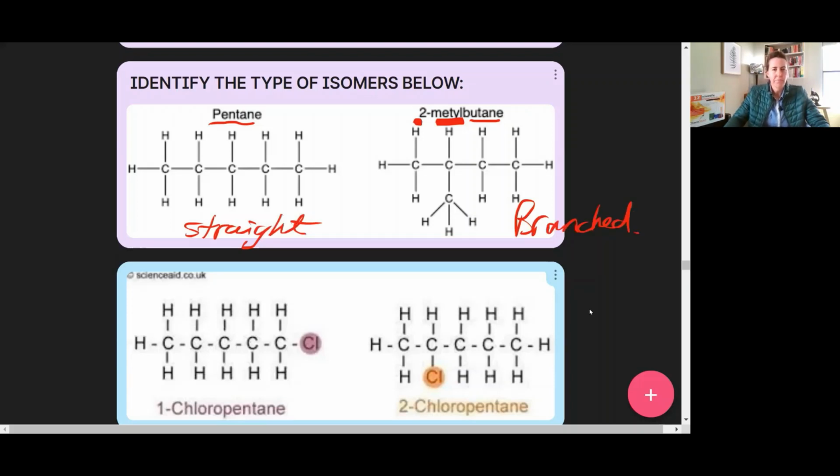So would you say this is a chain, positional, or functional isomer? Of course, these are chain isomers of each other, because the only thing that is different is the way that the chain is arranged in each case. Here it's branched, and here it is a straight chain.